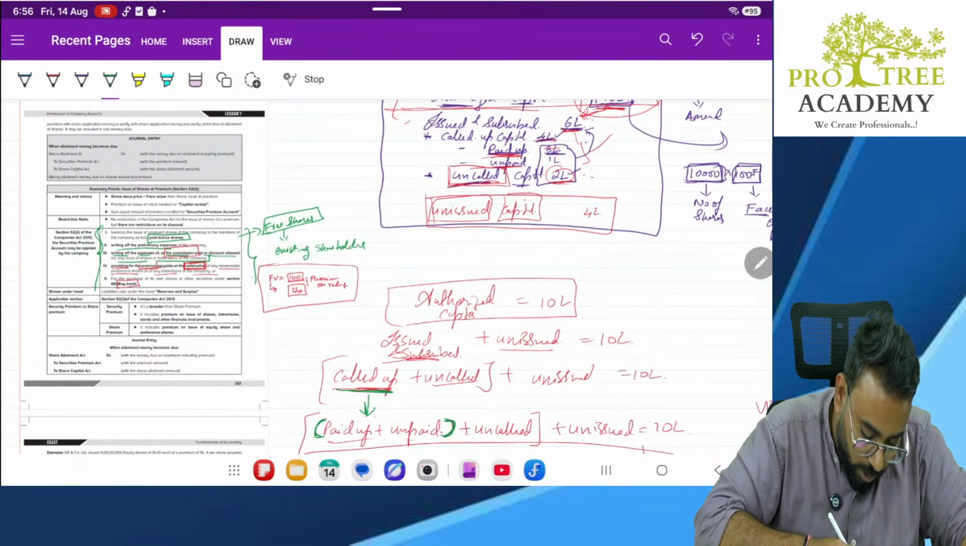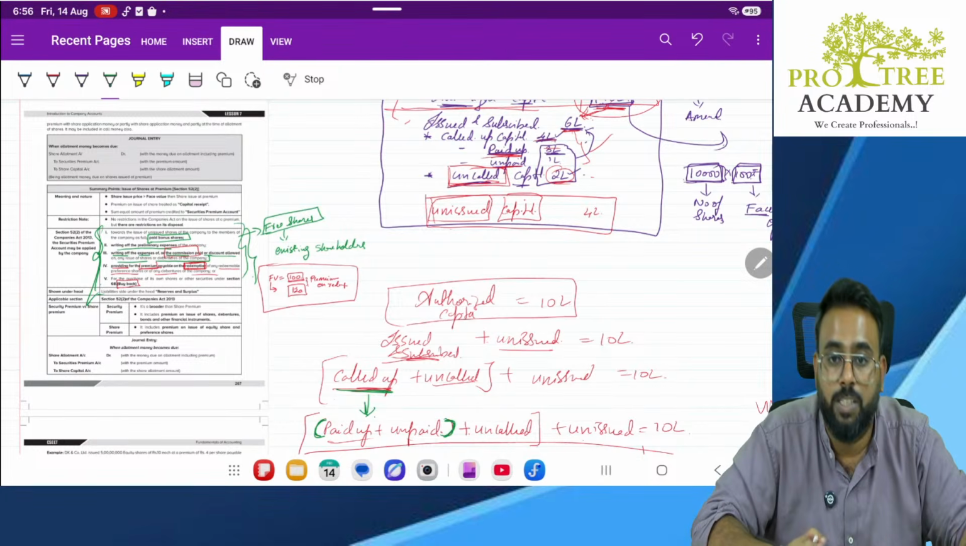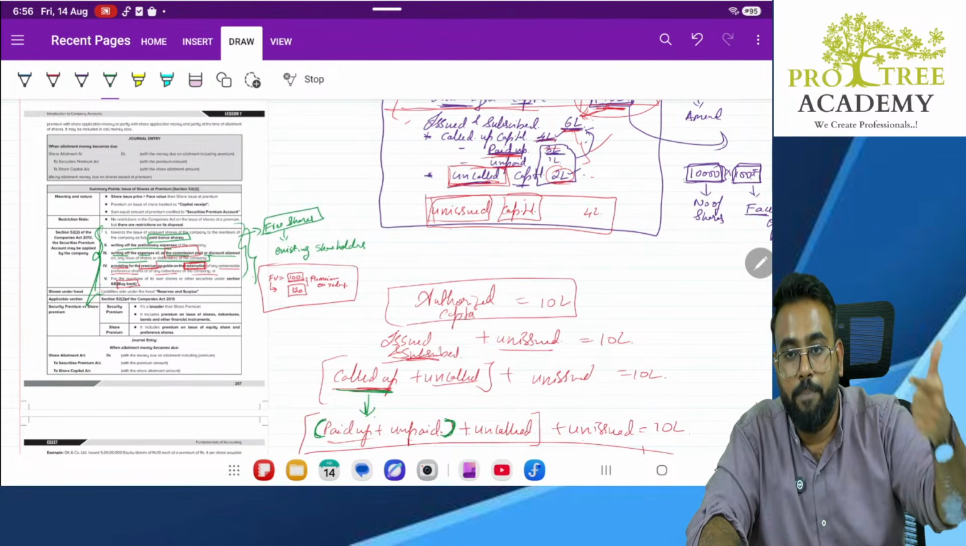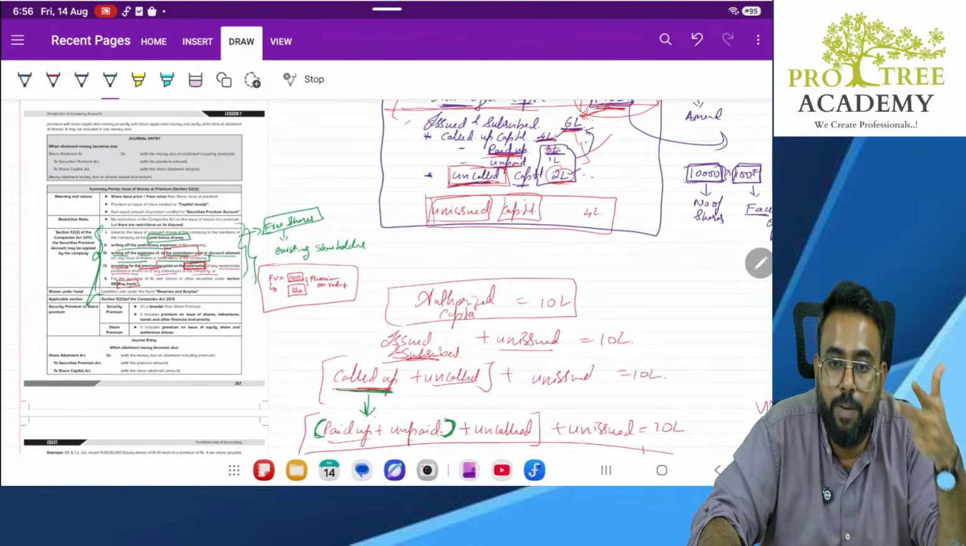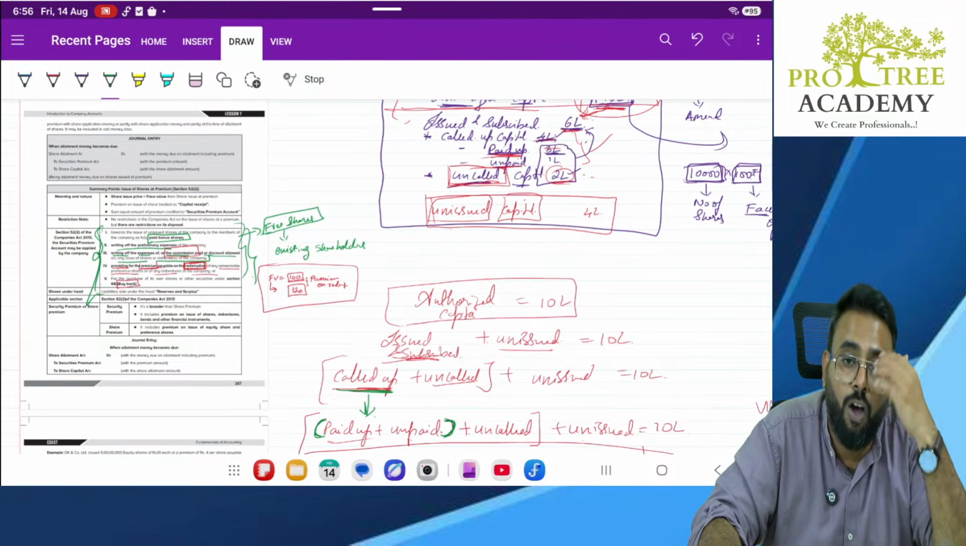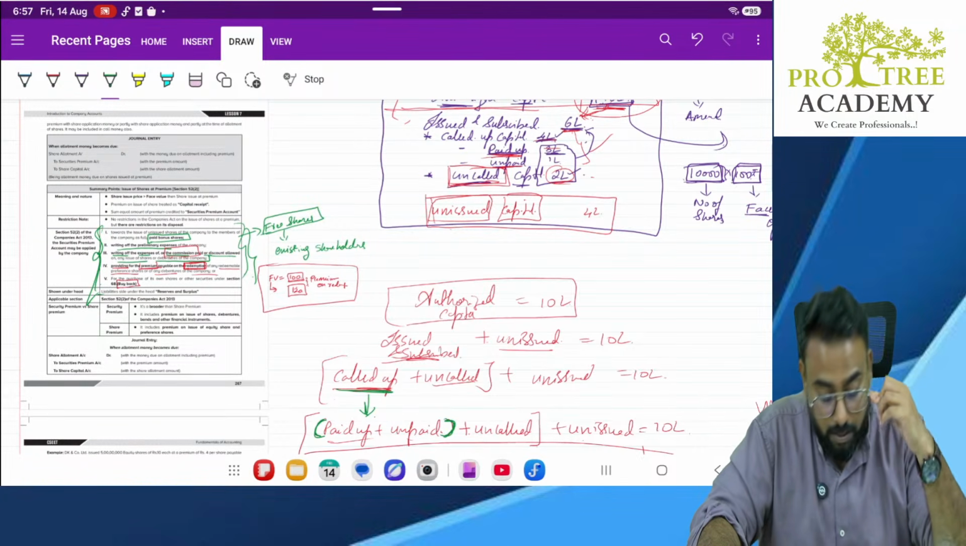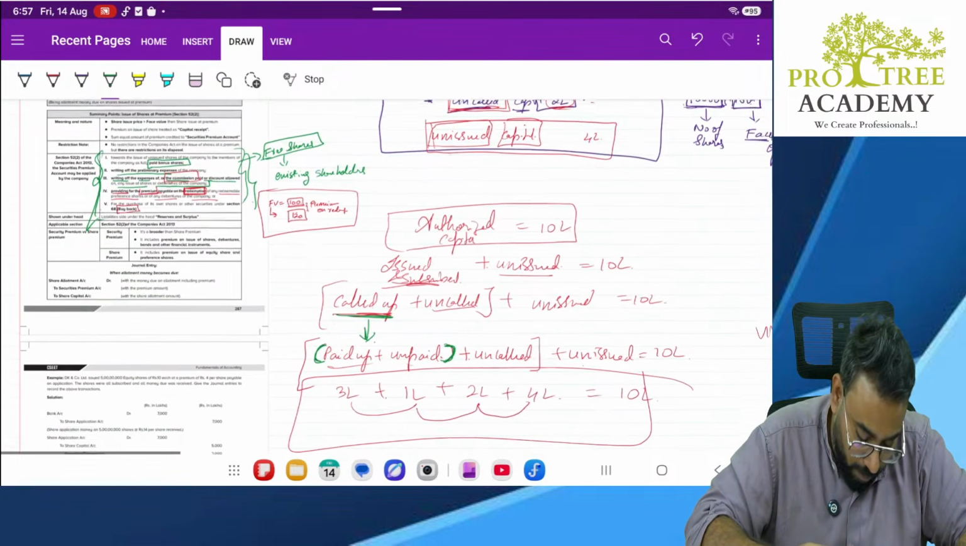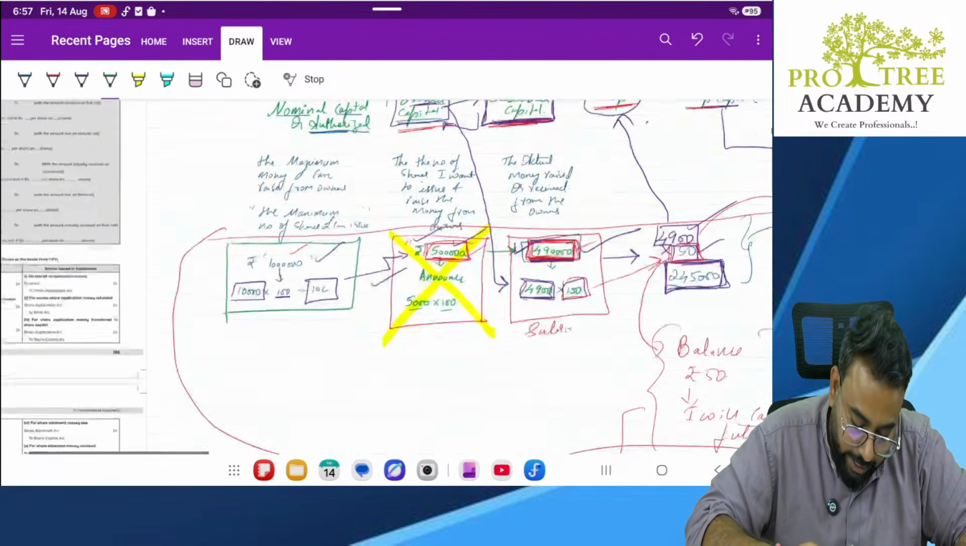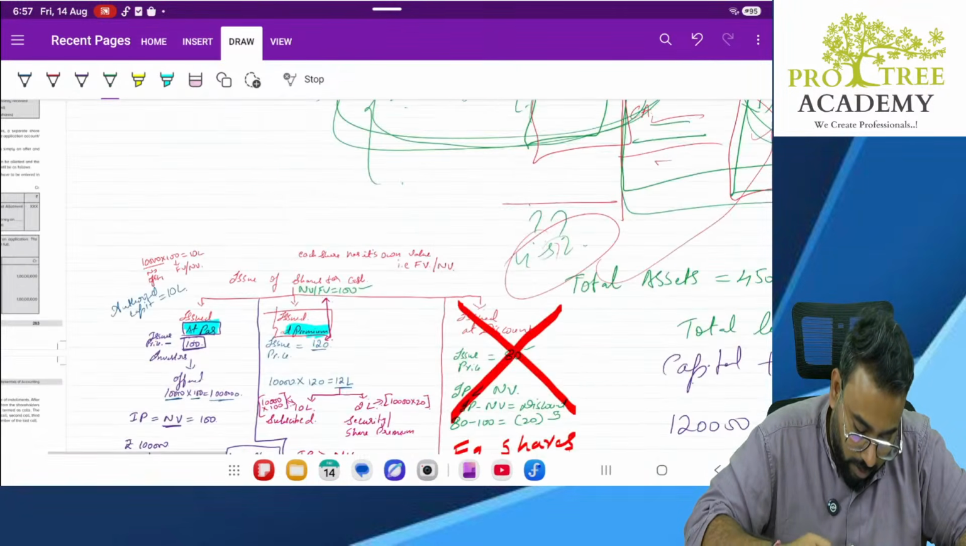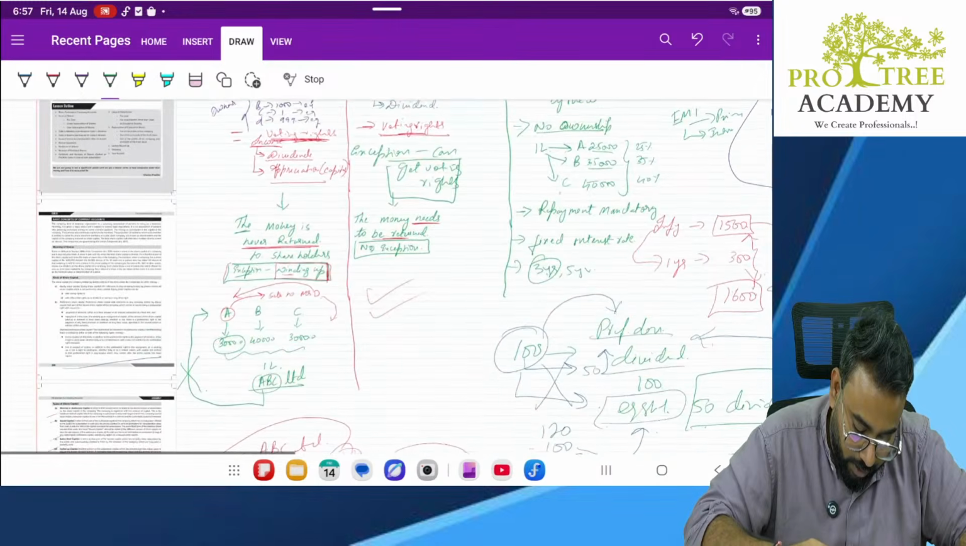So you can use the premium for these 5 reasons. One is bonus, buyback, then preliminary expenses, then any discount or commission on issue of shares or debentures. Then the last thing is to write off any expenditure with respect to redemption of preference shares or debentures. Clear? Now, see, where are the journal entries?